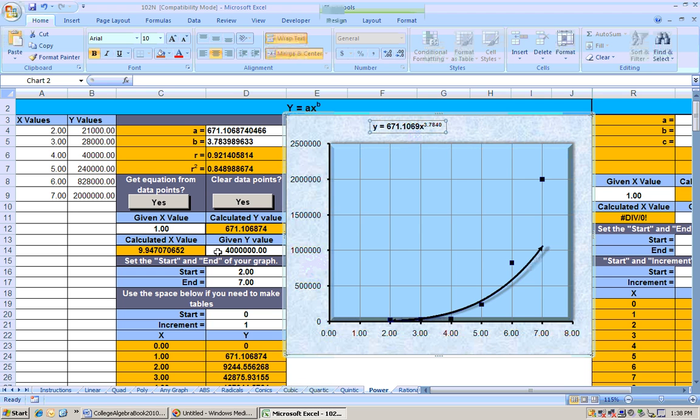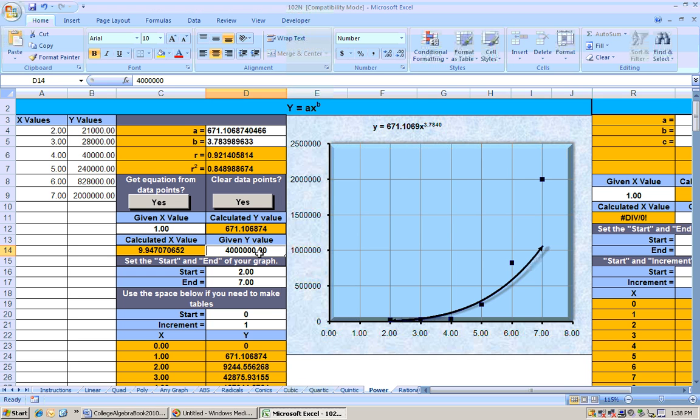Then part B says when will there be 4 million internet domain names? So I put 4 million in for y, and I got 9.94.